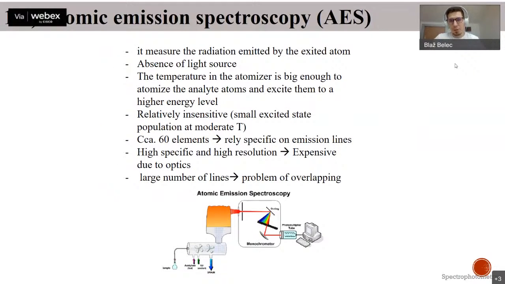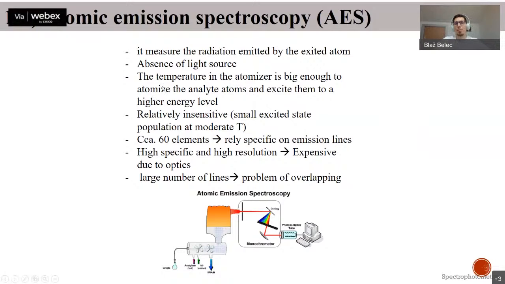The opposite of atomic absorption spectroscopy is atomic emission spectroscopy. So it measures the radiation emitted by the excited atoms. If you remember, before in atomic absorption spectroscopy, I showed you that we had the light bulb in front of the flame. Here we don't need it because we don't measure the absorption of the incident light.